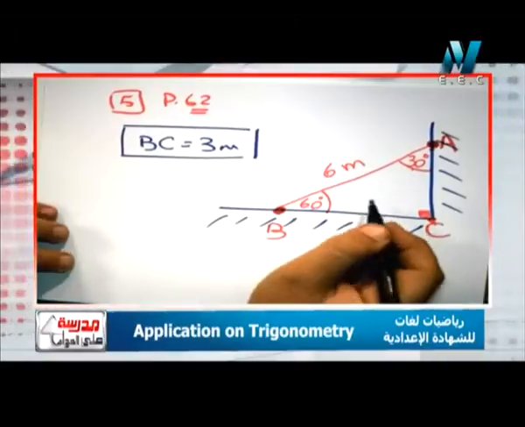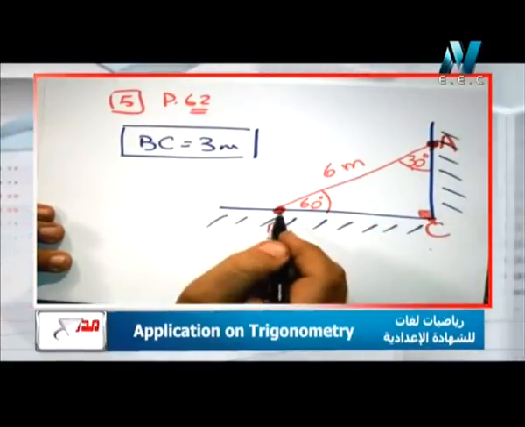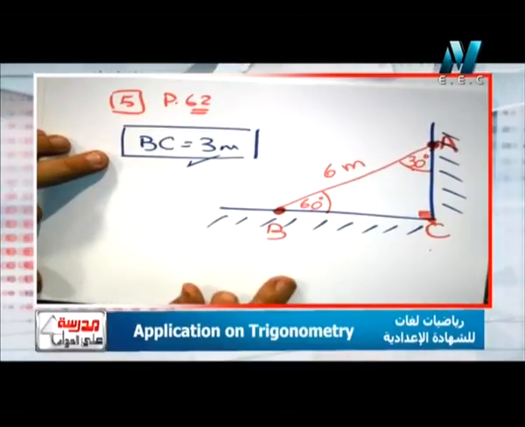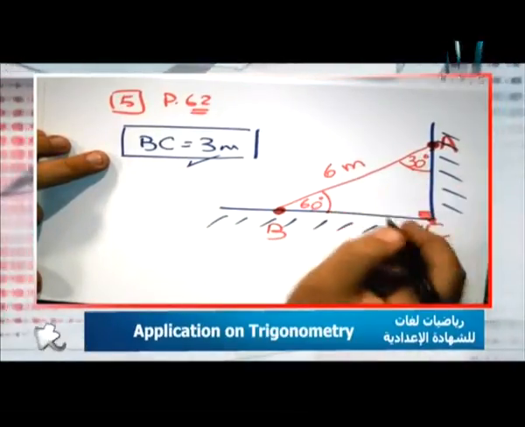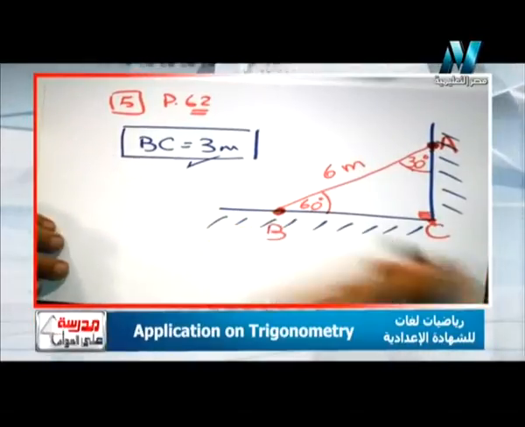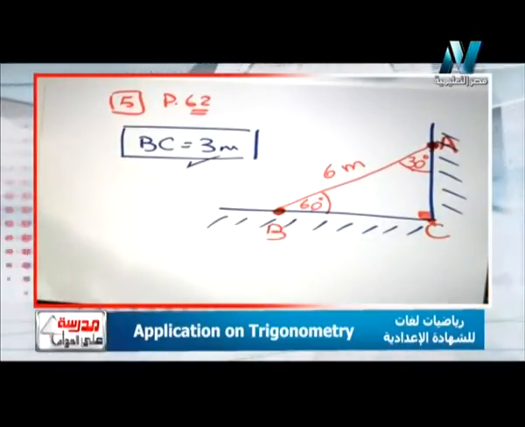If you can't draw the question well, you can still find the length of BC. As you see, there are no steps in this question. A simple question: 60, 30, so the length of the side opposite 30 is half the hypotenuse. So BC is 3 meters, no problem in this exercise.